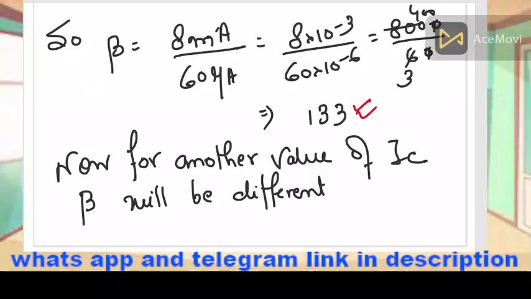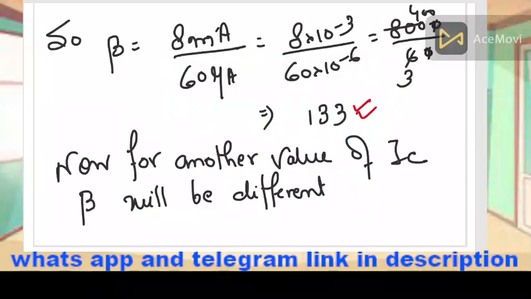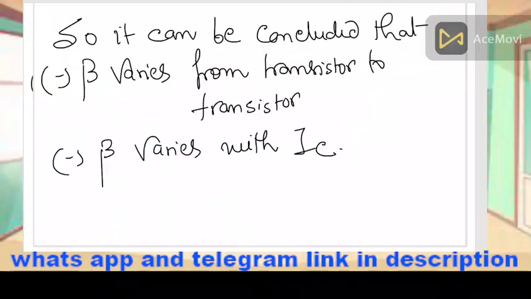Now we can choose another value of base current from this graph. Suppose I am choosing this 80 microampere, and here also we can calculate the parameter beta. In that case, beta will be different. So what we conclude is that beta varies from transistor to transistor. It is a transistor property, and beta varies with different values of IC, or you can say IB. So this is one conclusion that we have come across.